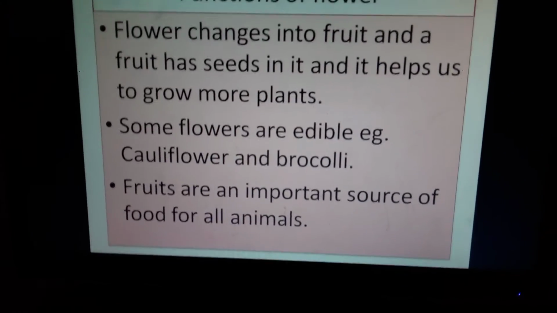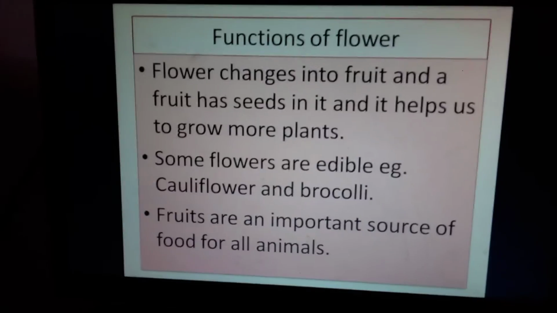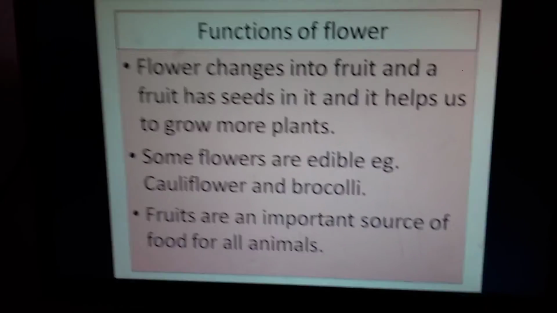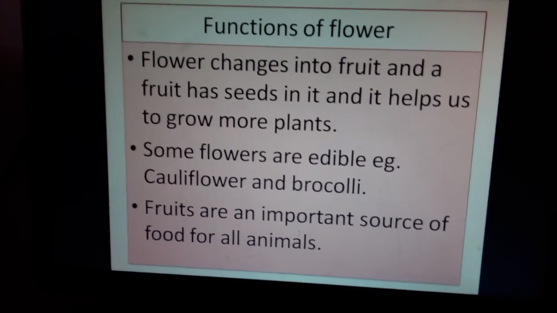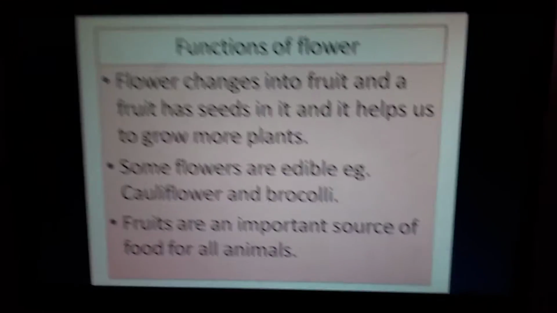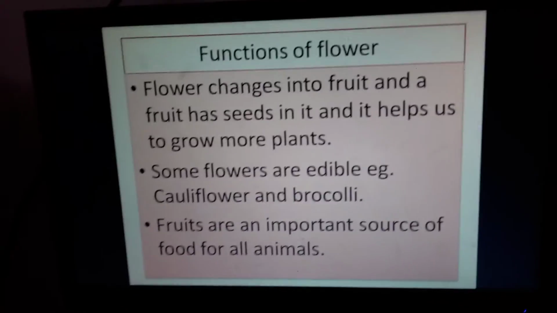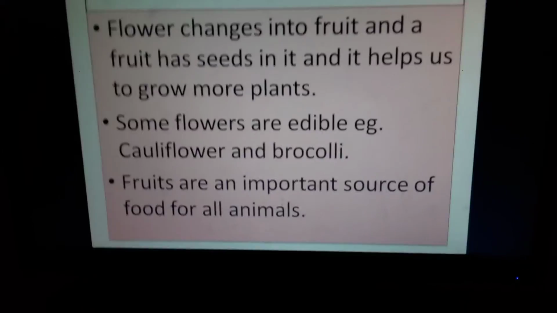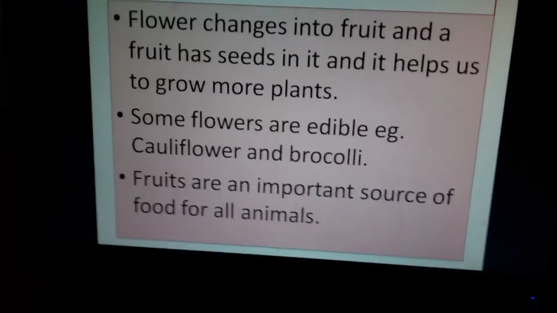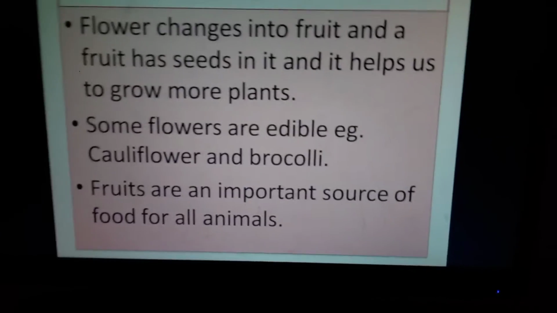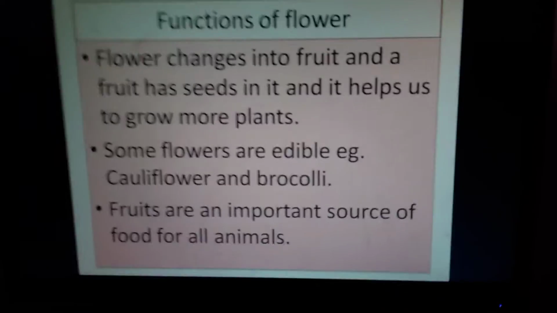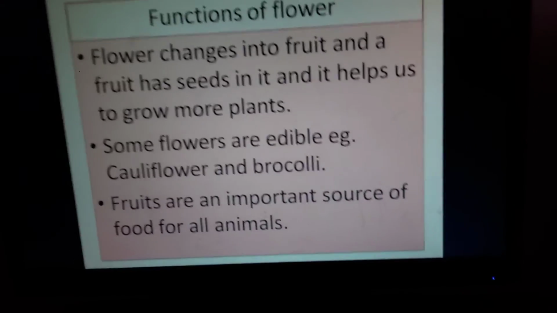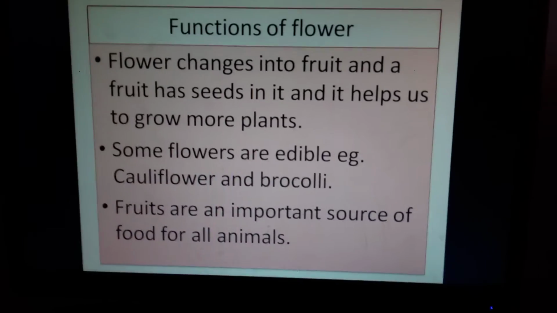Functions of flower. Flower changes into fruit and a fruit has seeds in it, and it helps us to grow more plants. Some flowers are edible, example cauliflower and broccoli. We all eat cauliflower and broccoli as flowers.